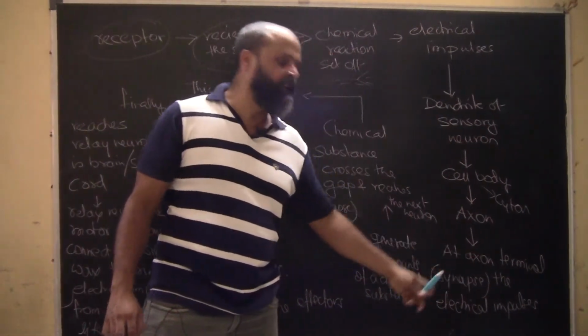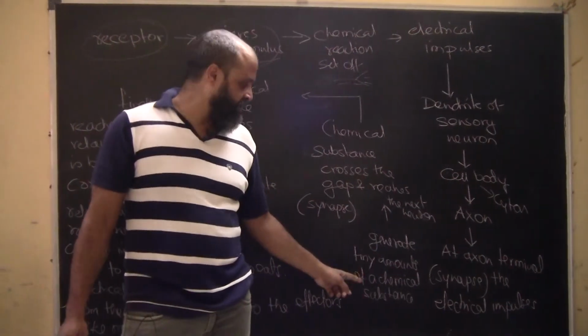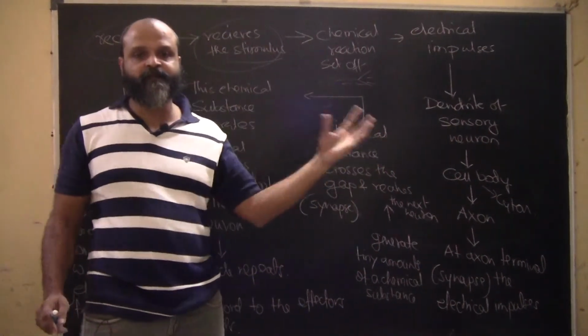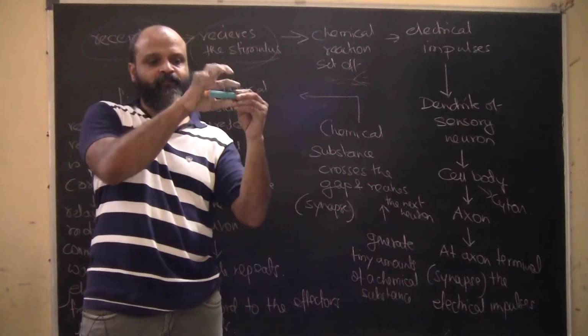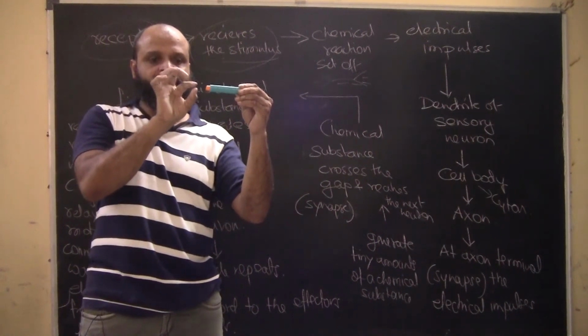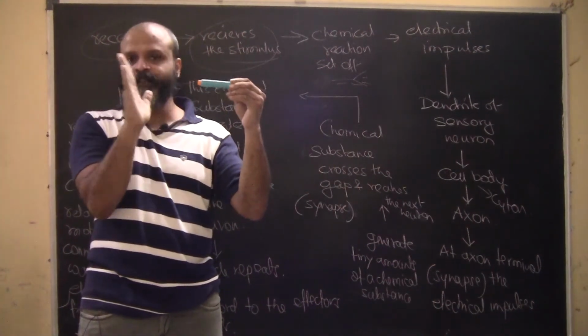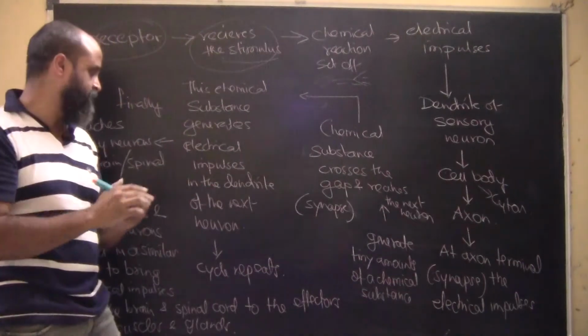The synapse or the electrical impulses. So the electrical impulses reach there and generate tiny amounts of a chemical substance. As we saw, it is coming through a pipe, the electrical impulses. Now at this junction, it is going to generate certain chemical substances, and these chemical substances will move in this direction. They are not going to move in that direction.